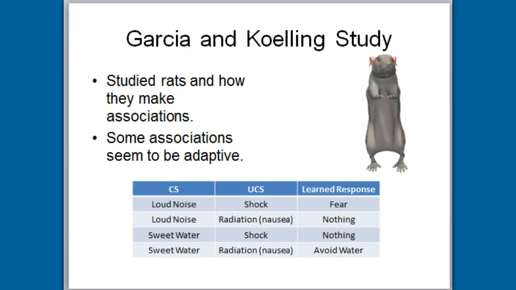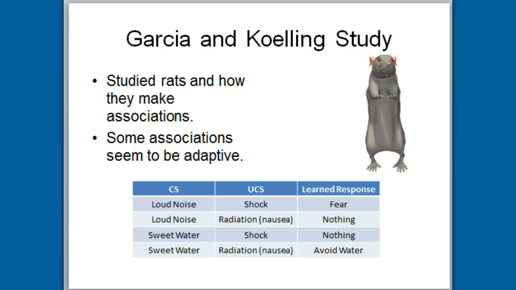All right, Garcia and Koelling's study. What they did is they took rats. This rat's supposed to be dancing, but it's not. And they wanted to see how they make associations. So some associations seem to be adaptive. And so here's a little chart. What they found was the conditioned stimulus, like loud noise, and then the unconditioned stimulus was shock. They learned fear of the loud noise. That makes sense. Loud noise, I'm going to get shocked. Then they did it with radiation, loud noise and radiation, which of course we don't always know that's happening to us, do we? Loud noise, and what they found was nothing.